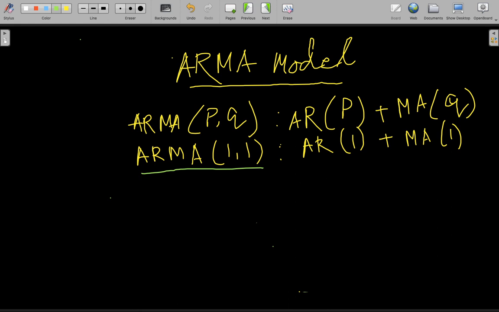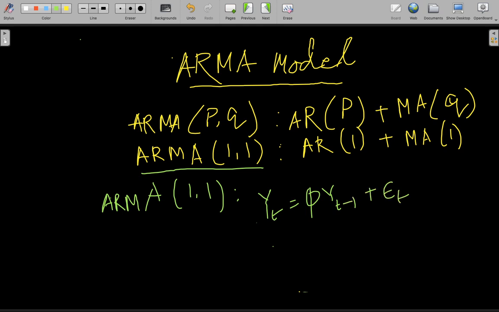Now, to mathematically write an ARMA(1,1) model, let us write it down here. ARMA(1,1) is a basic unit of ARMA. We can write it, using the previous notations, as Yt = phi Yt-1 + et + theta et-1. If you note it, this component is the AR component, this component is the MA component, and then we have this error term.